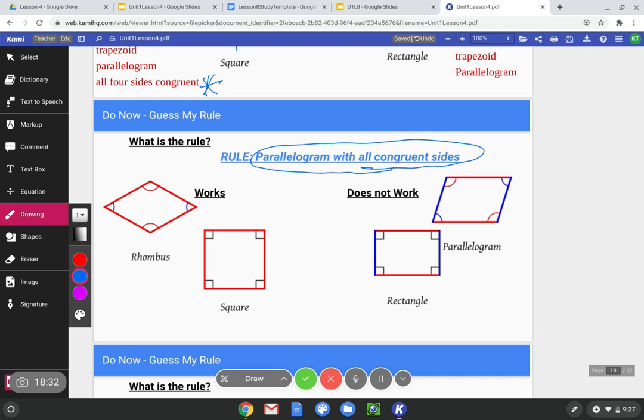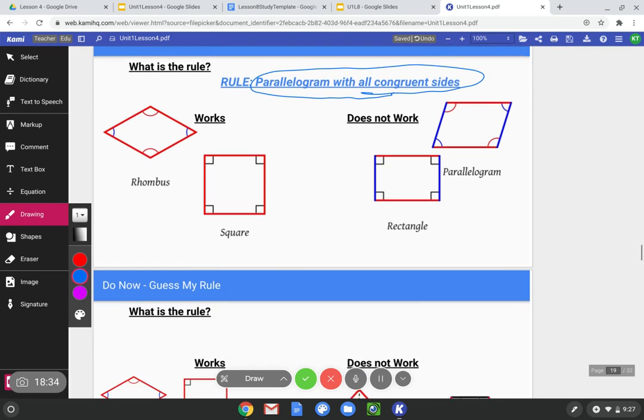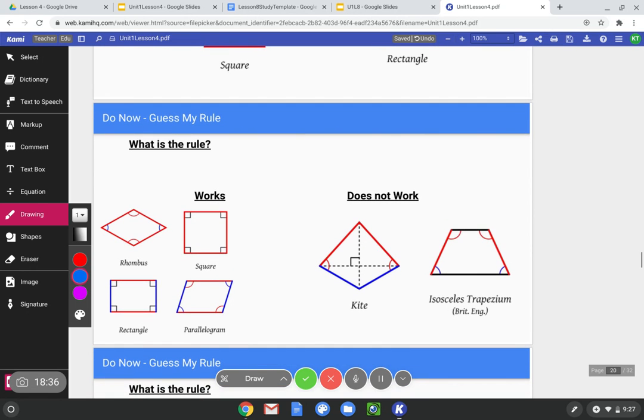Good job, y'all. Okay, let's go on to the next one to master our skill. What is our rule? We have a rhombus, square, rectangle, and parallelogram. They fit the rule. What does not? A kite and trapezoid. Okay. So let's write out the characteristics of all these shapes that work, what they have in common, and then we can write out the characteristics of these shapes that don't work.